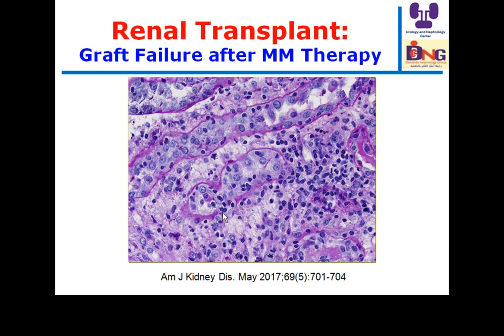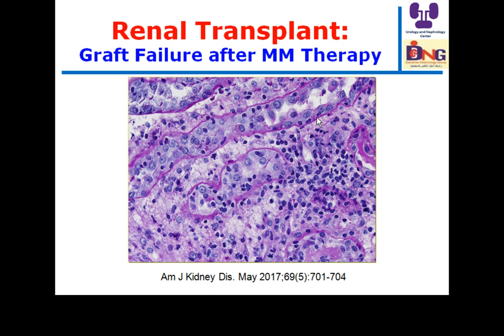This is very interesting. This is a kidney transplant patient that was complicated by multiple myeloma. After receiving immunomodulatory drugs, the patient succumbed to acute graft failure. This is a typical tubulitis. As you see, this is the basement membrane, and these are infiltrating lymphocytes within the renal tubule. So this is tubulitis, and another segment of the slide shows vasculitis.